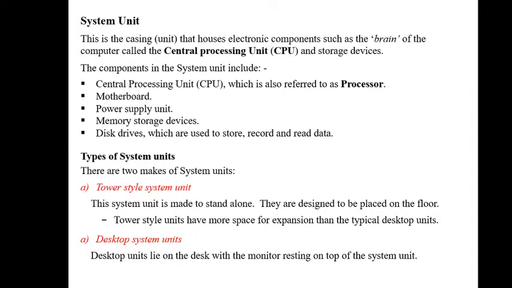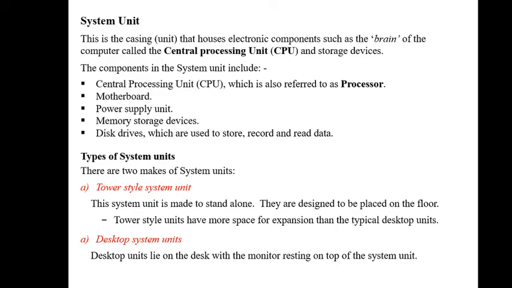On the other hand, let's look in depth at the system unit. This is the casing or unit that houses electronic components such as the brain. The brain is the CPU of the computer, that is the central processing unit. The components in the system unit, what are found inside the system unit? That can be a very good question in any exam: give the components that are found in the system unit. Number one, never forget, it is the brain. It is the central processing unit or CPU. So the CPU or the brain of the computer is also called the processor.